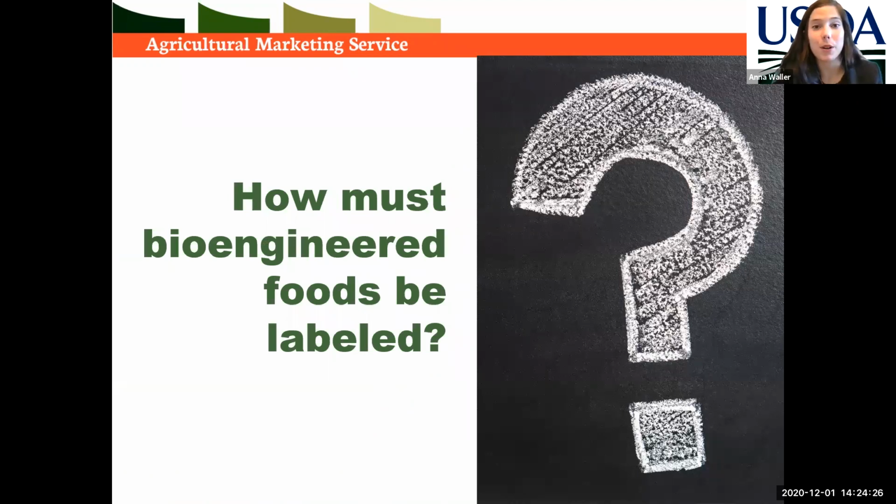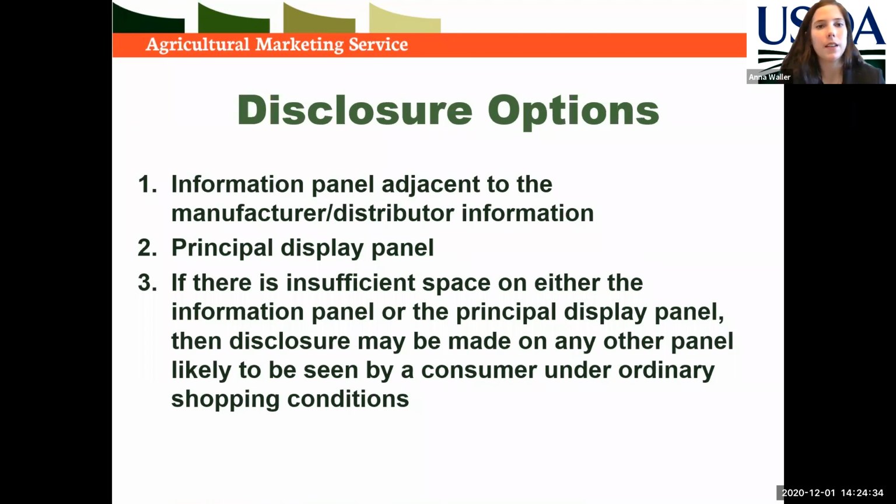Now that we know what foods require disclosure, we move to how that disclosure is made. The disclosure can be made in one of 2 different locations. If there is not enough space in one of those 2 places, then a third option allows additional flexibility. First, the disclosure can be made on the information panel next to the manufacturer and distributor information. If the disclosure is made here, it should not intervene in any other disclosures required by the Food and Drug Administration or the USDA Food Safety and Inspection Service.